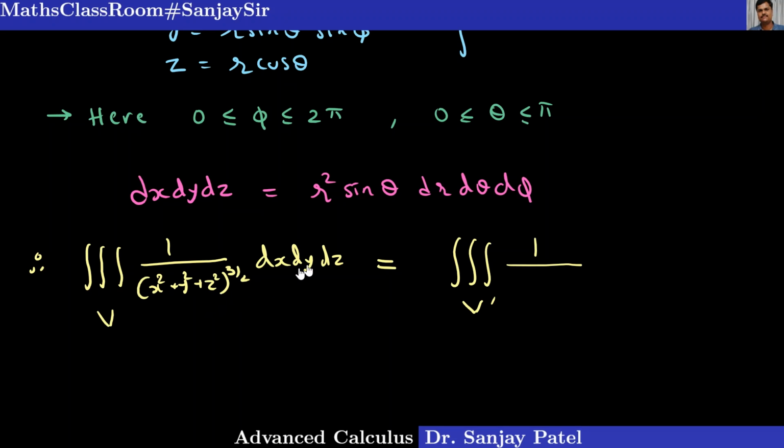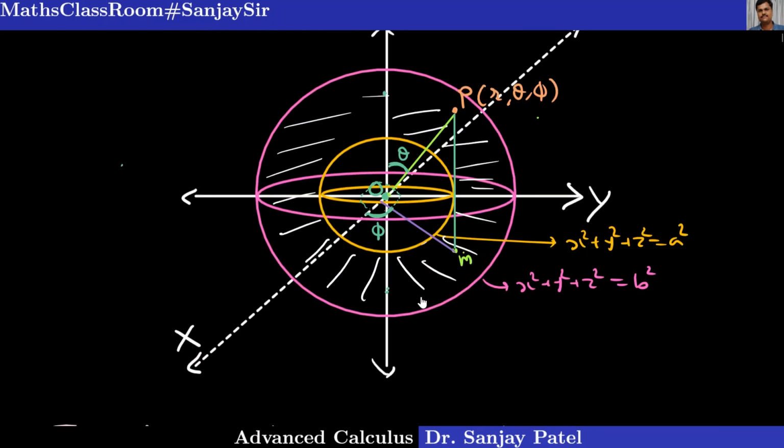So we'll get x square plus y square plus z square is equal to r square, that raised to 3 by 2. dx, dy, dz is replaced by r square into sine theta into dr, d theta, and d phi. So now we want to determine the limits of r, theta, and phi in this given region of integration. See, what is r? R is the length of this line segment. In this volume, r changes from this inner sphere to the outer sphere.